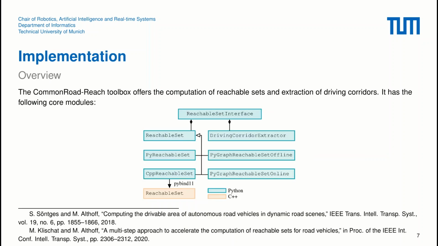The CommonRoad-Reach toolbox offers the computation of reachable sets and extraction of driving corridors. It has the following core modules. The reachable set interface serves as the user interface for setting configurations, computing reachable sets and drivable areas, and extracting driving corridors. The reachable set module is an abstract superclass that instantiates the subclasses for computing reachable sets using the two methods included in the toolbox. For performant computation, the C++ implementation is invoked with the help of the Pybind11 library.